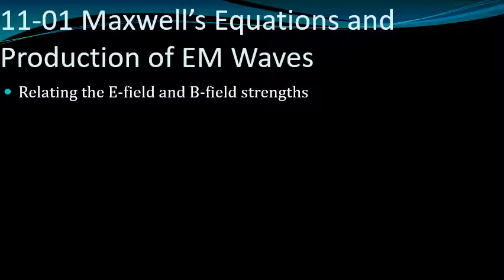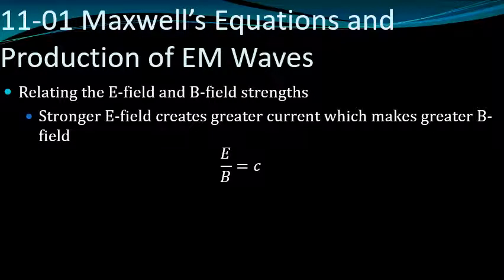All right, the electric field and magnetic field strengths are related to each other. The stronger the electric field creates a greater current, which then makes a greater magnetic field, so they are directly proportional. And it turns out that the E field divided by the B field equals the speed of light.